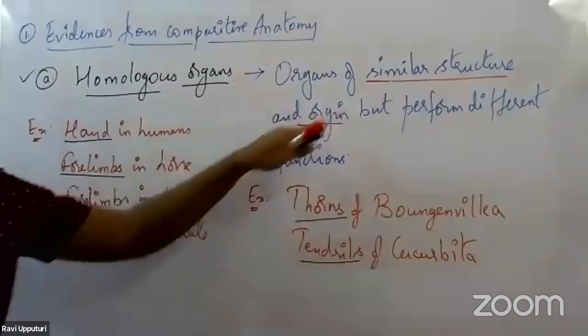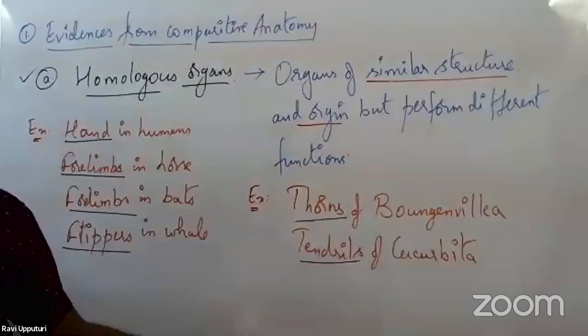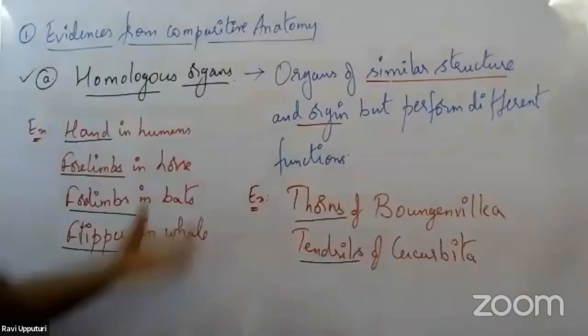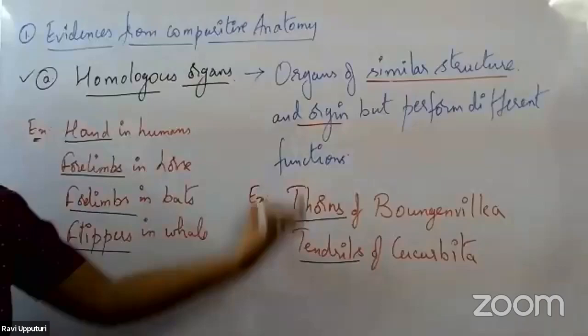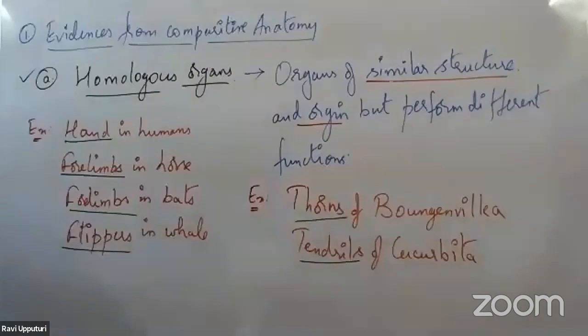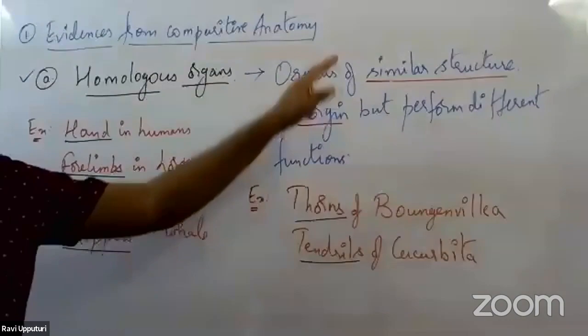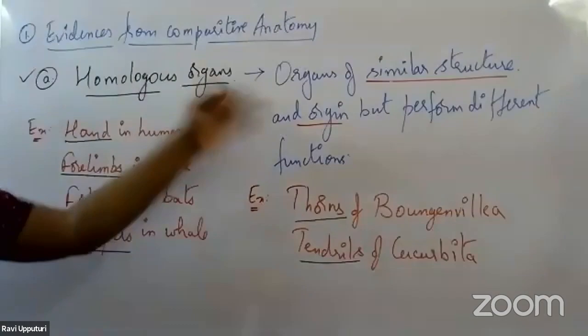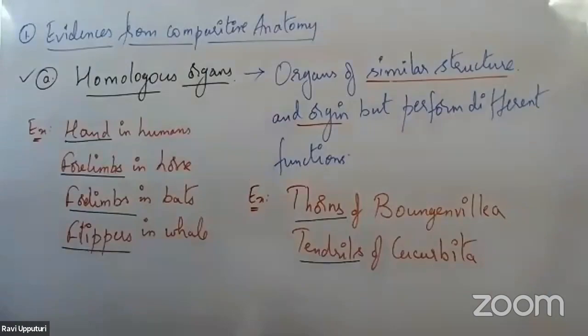So I hope all are familiar with thorns as well as tendrils, right? So they have same structure as well as same origin, but their functions are different, right? Thorns in case of bougainvillea as well as tendrils in case of cucurbita, right? So this is what we have with homologous organs. I hope all are clear with this. So definition as well as a few examples. So once again, what is this homologous organs? Organs of similar structure, right, and origin, but perform different functions is called as homologous organs. So the structure is same, origin also is the same, but they start performing different functions. So those type of organs are referred to as homologous organs, right?